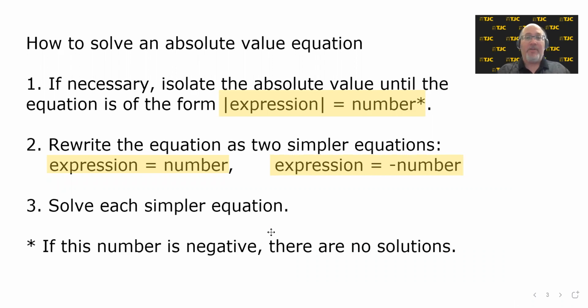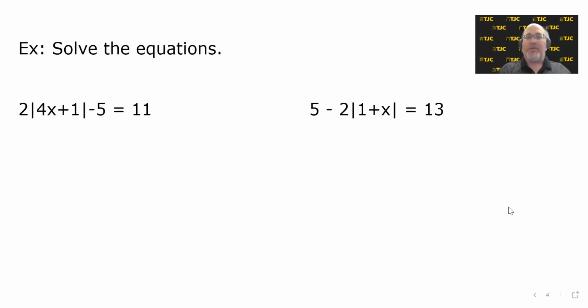But remember, if the number is negative, there are no solutions. So it's pretty straightforward. Isolate the absolute value, set up two equations, unless there are no solutions, and then solve. So we'll take a look at two more. I invite you to pause this video and give them a try.